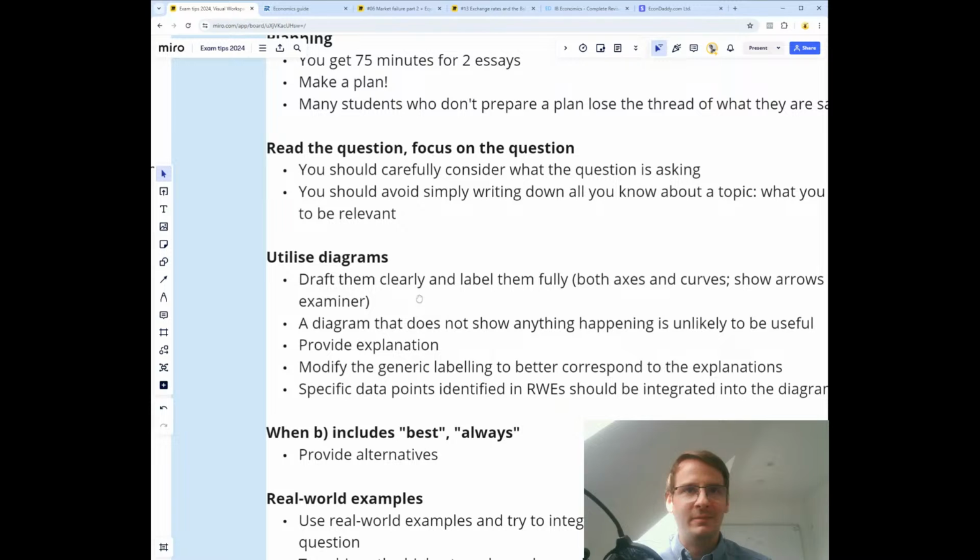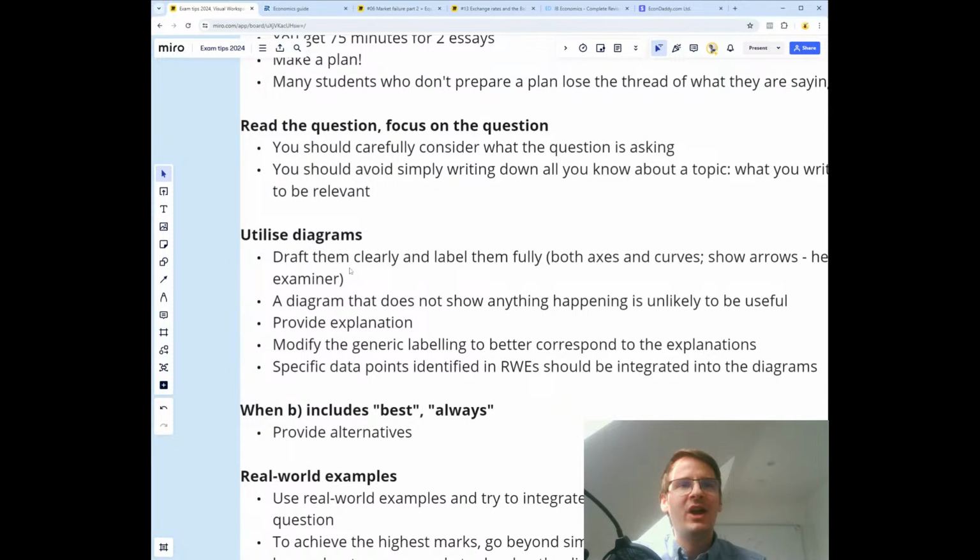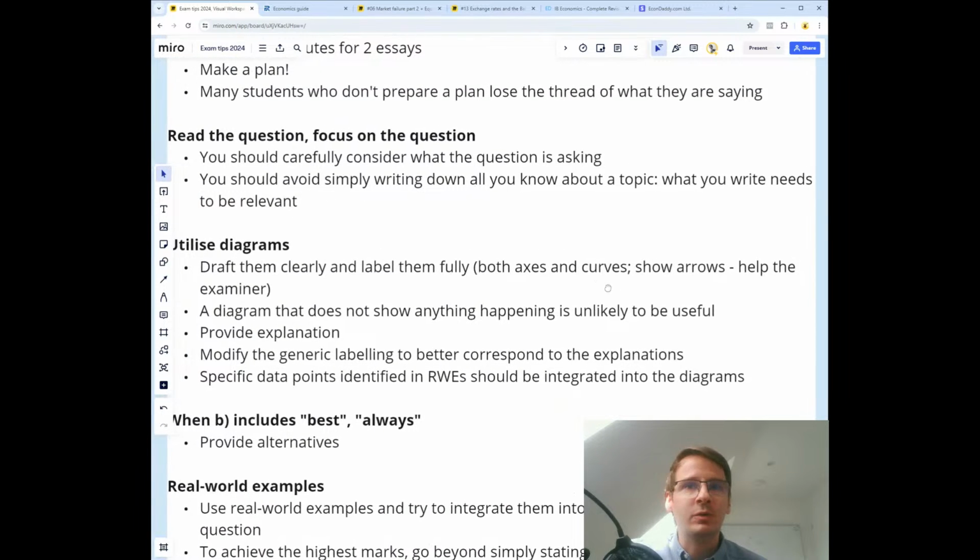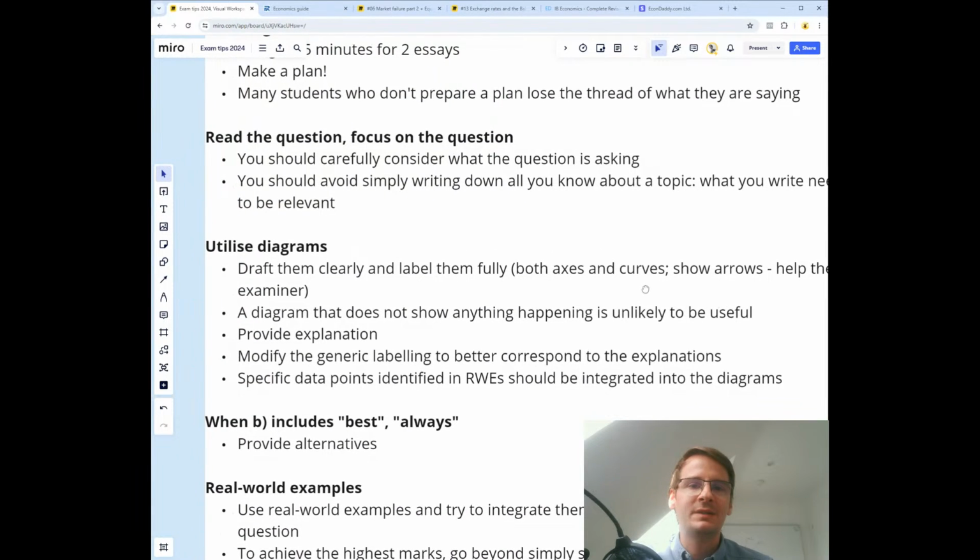Next, diagrams. Once again, draft them clearly and label them fully. Both the axes and the curves. Show arrows to help the examiner, okay? It's much easier and simpler to see which way the curves shift if you can see arrows. A diagram that doesn't show anything happening is unlikely to be useful. What does that mean? Shifts are needed most of the times.